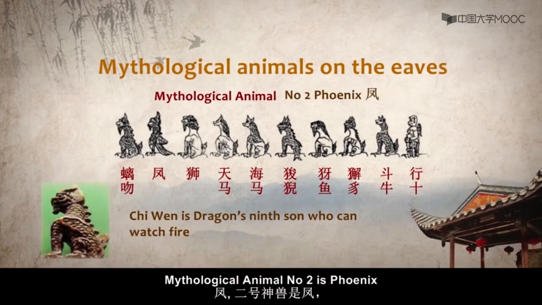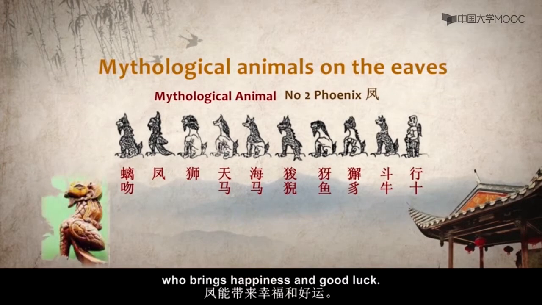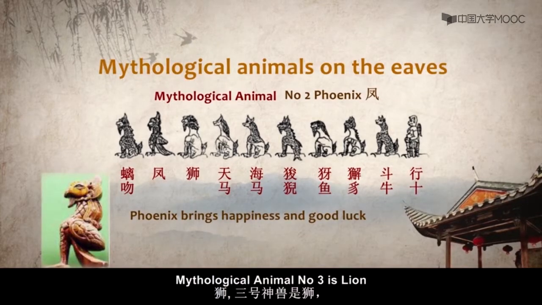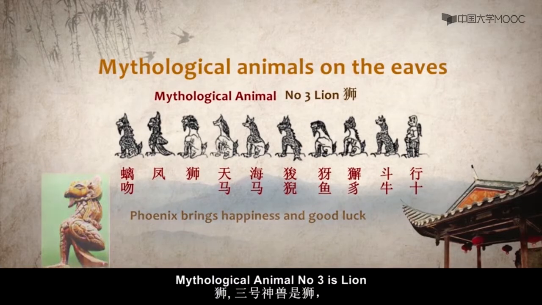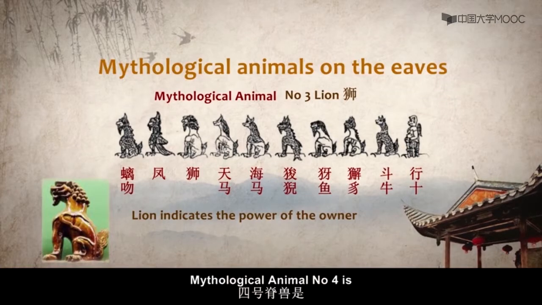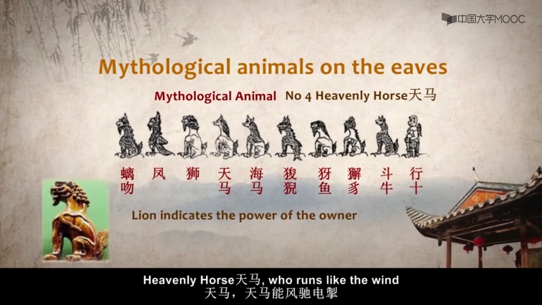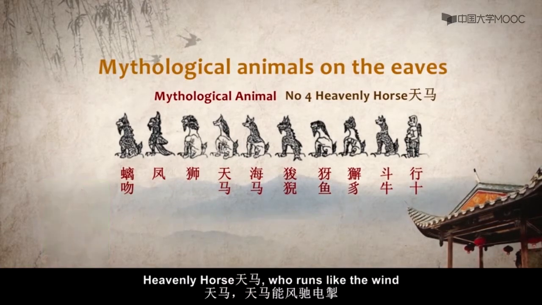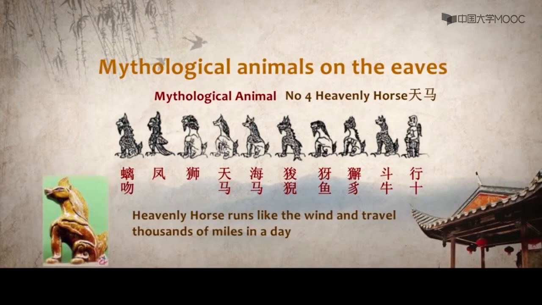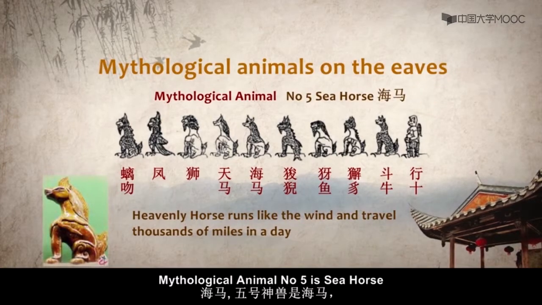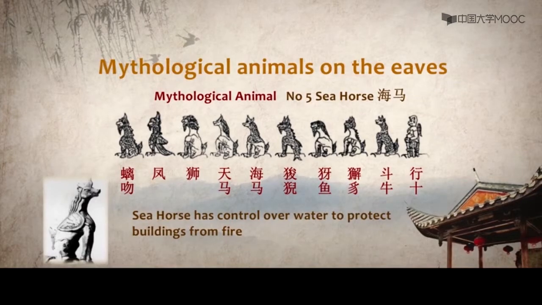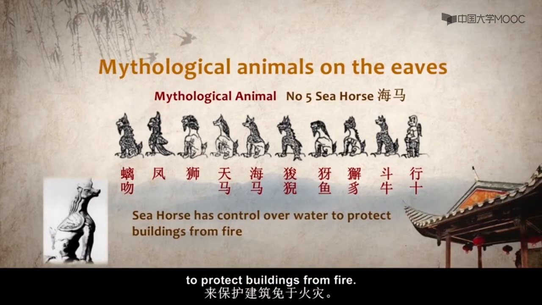Mythological animal #2 is phoenix, Feng, who brings happiness and good luck. Mythological animal #3 is lion, Shi, who indicates the power of the owner. Mythological animal #4 is heavenly horse, Tianma, who runs like the wind and travels thousands of miles a day. Mythological animal #5 is seahorse, Haima, who has control over water to protect the buildings from fire.